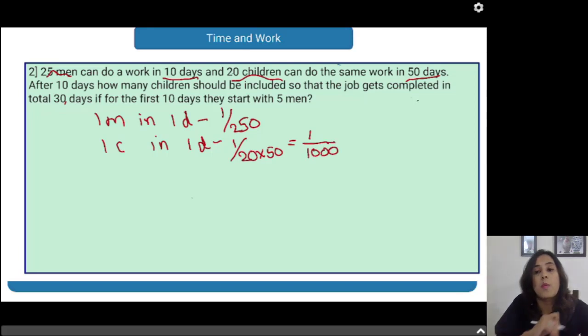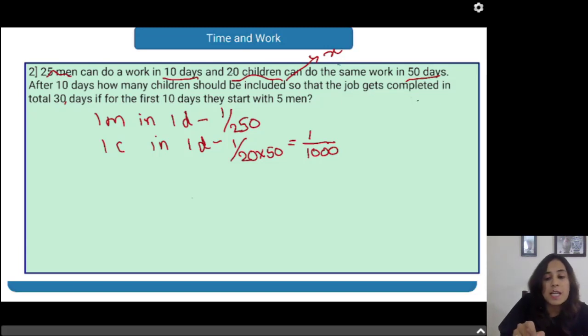Amount of work, 1 upon 1000 work in 1 day, one child. Now we are given that after 10 days, how many children should be included? Let us assume that X children need to be included so that the job gets completed in 30 days. If I want my job to be completed in a total of 30 days, then in 1 day I need 1 upon 30th of the job to be completed.